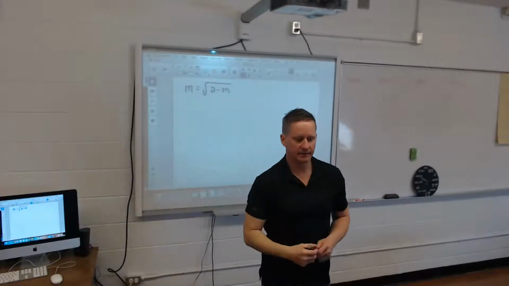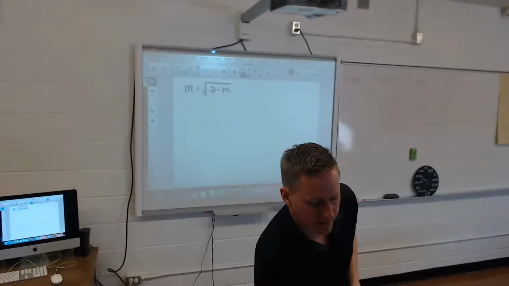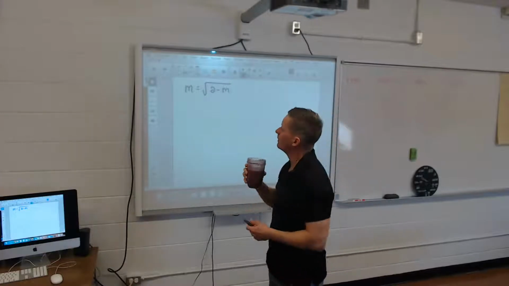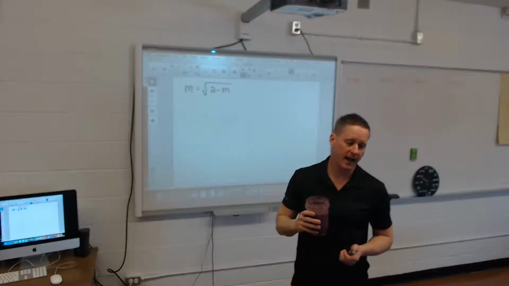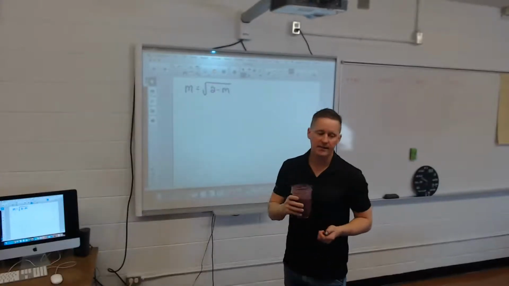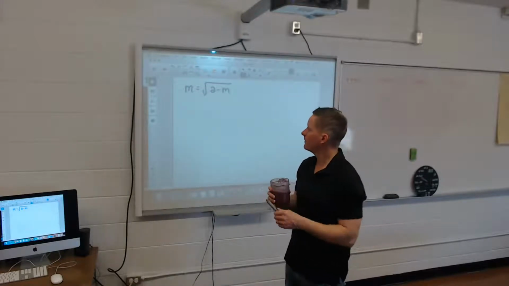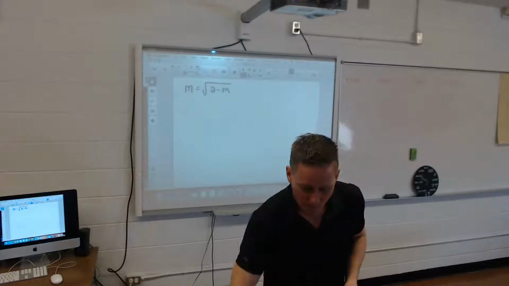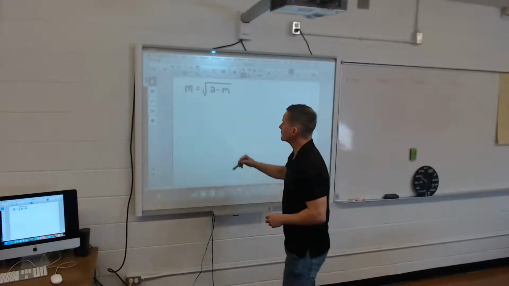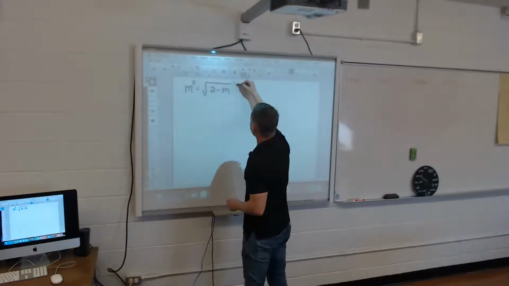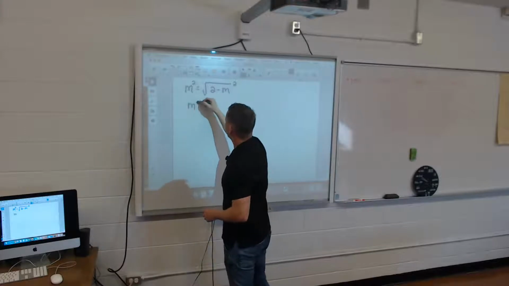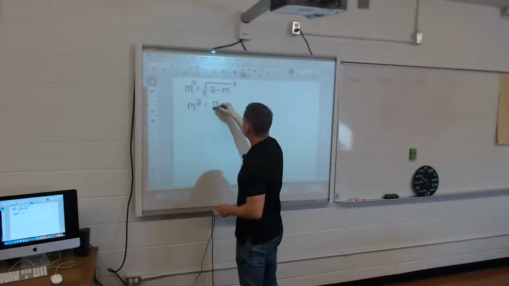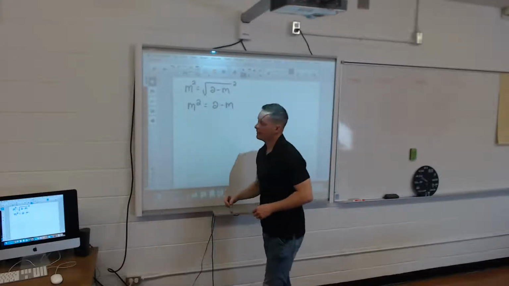All right, m equals square root of 2 subtract m. Okay, like I said, these aren't difficult, but they create some work. So I have my square rooted value isolated. So now I'm going to get rid of it by squaring both sides. So I get m squared is equal to 2 minus m.